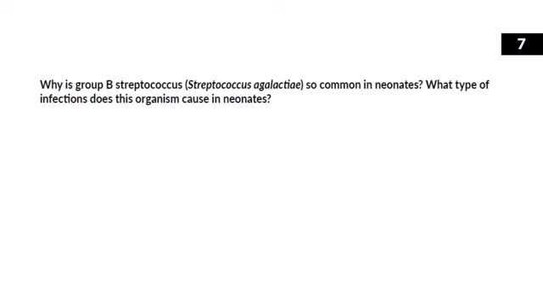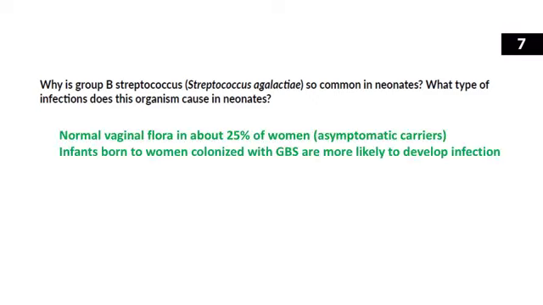Let's look at that study guide again. Why is Group B strep so common in neonates? The reason why it's so common in neonates is because it's a normal vaginal flora in about 25% of women. These women are, for the most part, asymptomatic carriers.